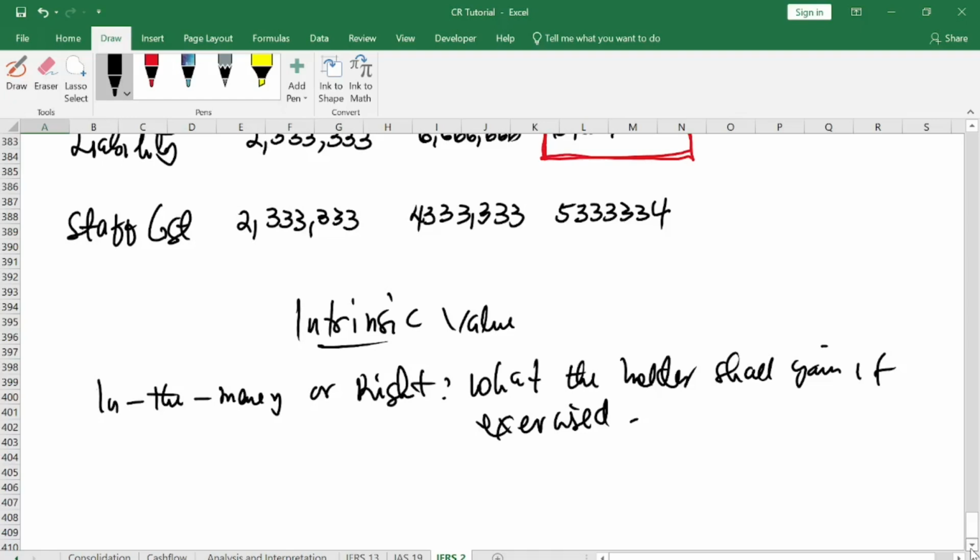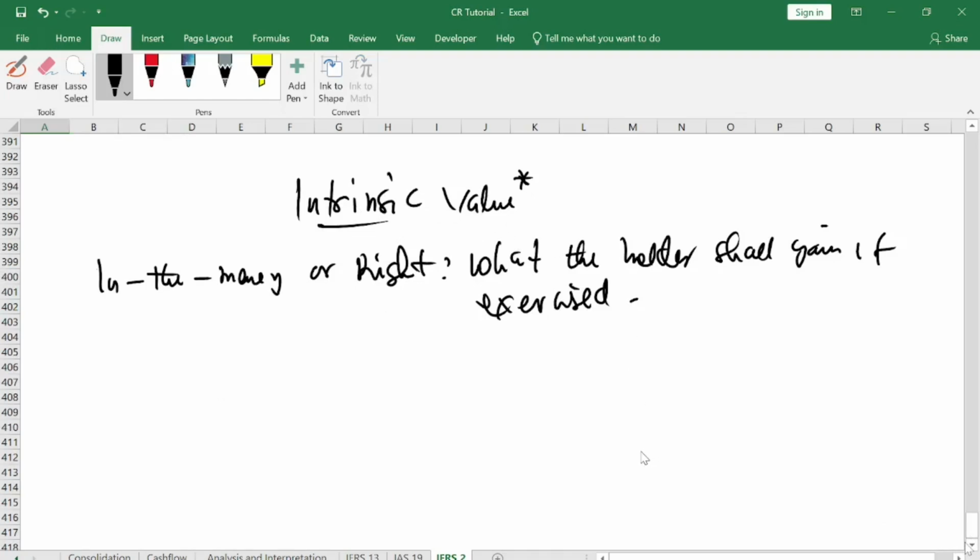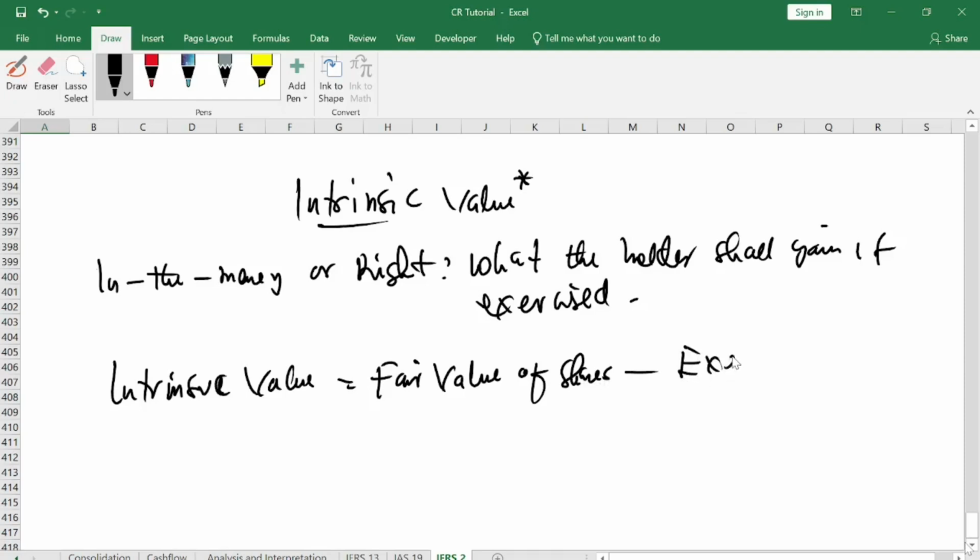When it is time for you to pay these people the 12 million, you pay it using what we call intrinsic value. You understand? It is the fair value of a share that you use to pay them. And that is what we call in the money or the right: how much is available that when the person decides to exercise, the person will gain. So how do we determine the intrinsic value? Intrinsic value is the fair value of the share minus the exercise price.